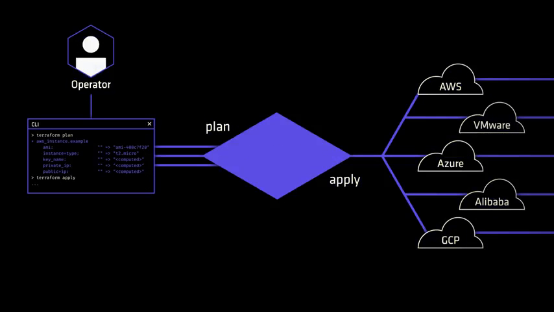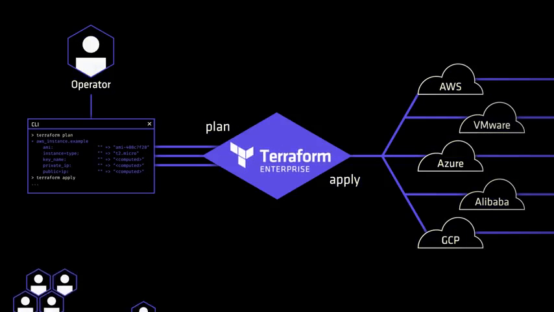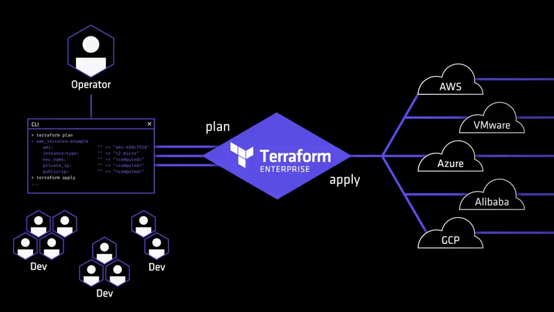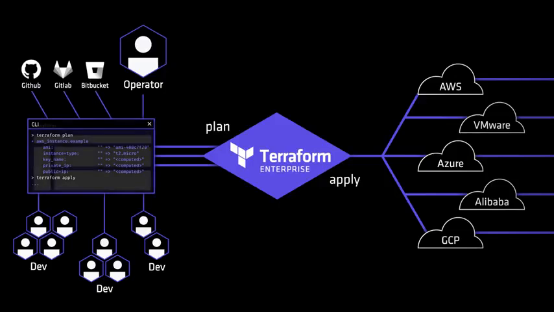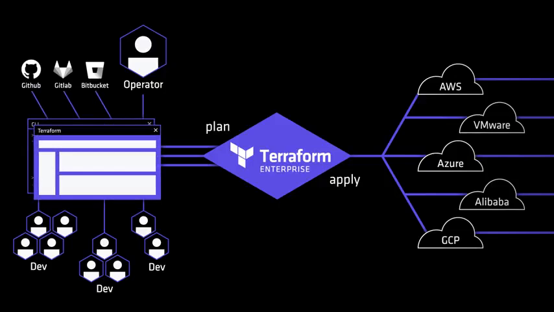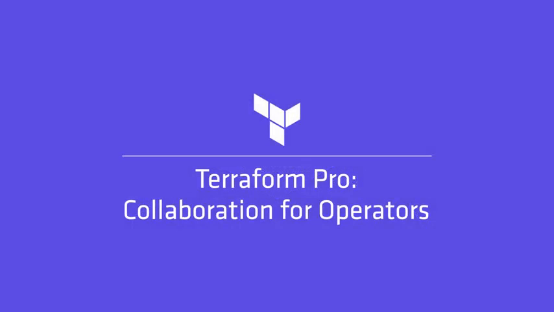HashiCorp Terraform Enterprise focuses on increasing productivity of teams through safe, efficient, and collaborative provisioning workflows while enforcing necessary guardrails. This includes a modern user interface for organizational management, collaboration workflows for operators, a central registry to publish and discover infrastructure as code modules, and policy as code management and governance. Let's take a closer look.